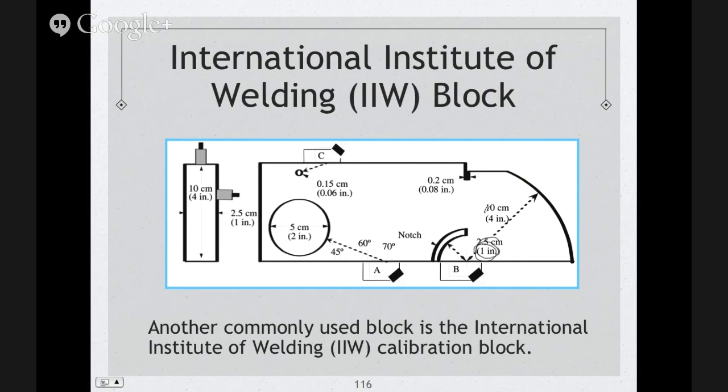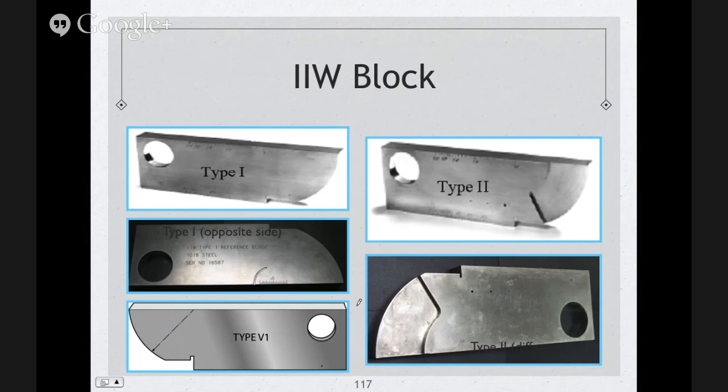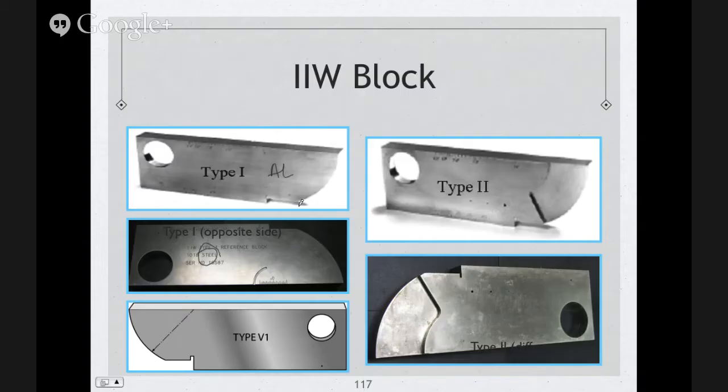And this is a side drilled hole. The IIW block is the name of this block, the International Institute of Welding block. Here you have the blocks in different materials. This one is steel. This one, from the color, you might think it's aluminum. And this is a plexiglass.